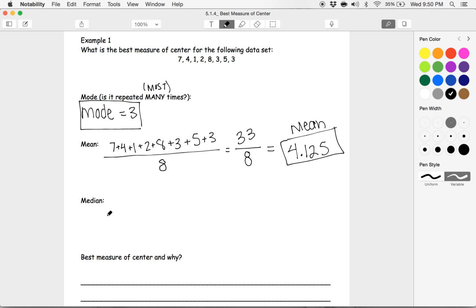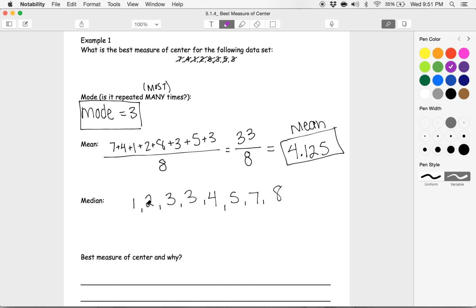The last thing they're asking me to solve is my median, so I need to put them in order. So 1 is my smallest, then I have 2, then I have 3, and I have 2 3s, so 3 and 3, a 4, a 5, a 7, and an 8.